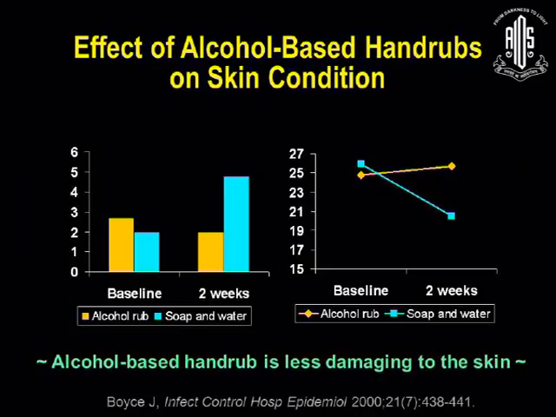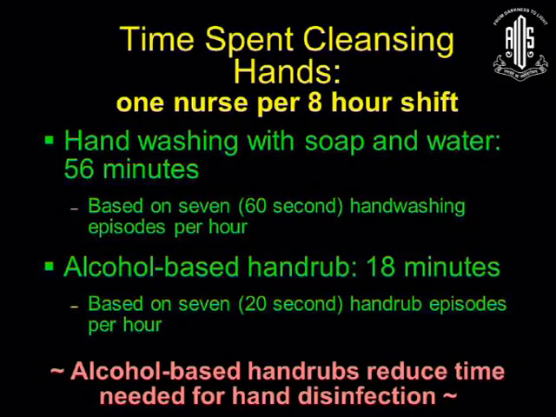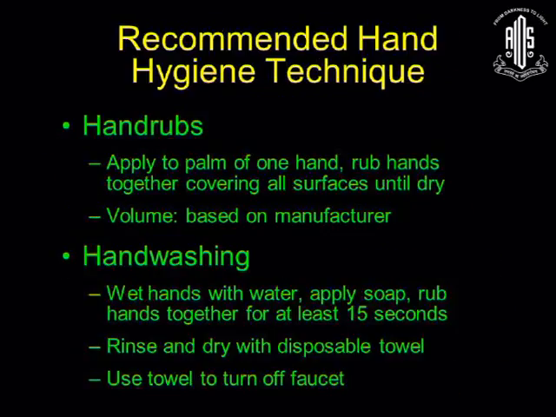Alcohol-based hand rubs are slightly better for the skin, and if you look at time, 56 minutes it took for a nurse if they washed about 7 or 8 times per hour, whereas with alcohol it took 18 minutes. So we are saving about 45 minutes if you are using an alcohol hand rub. So for hand rub, as I told you, if it is not visibly soiled, use alcohol. If it is soiled, use soap and water first.